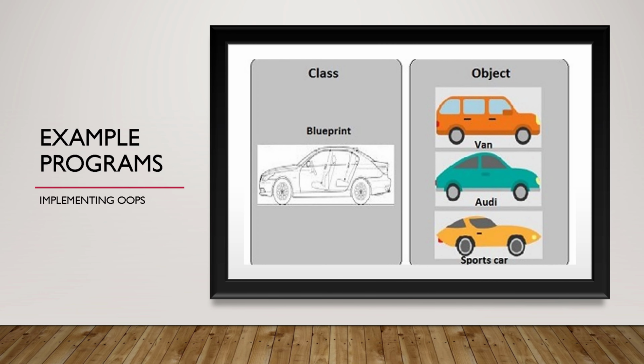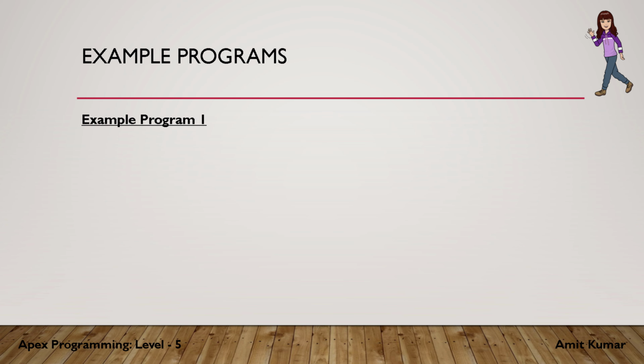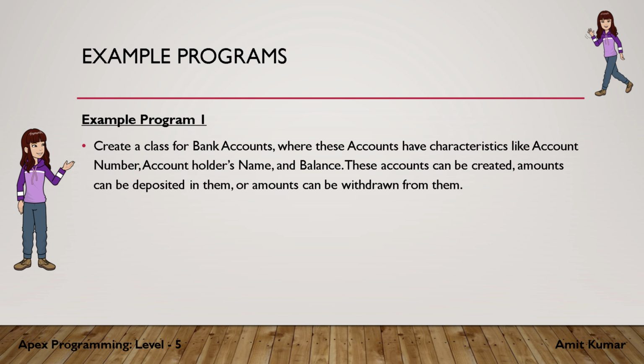for implementing OOPS. So the first example program that we are going to deal with is asking us to create a class for bank accounts where these accounts have characteristics like account number, account holder's name and balance. These accounts can be created, amounts can be deposited in them or amounts can be withdrawn from them.